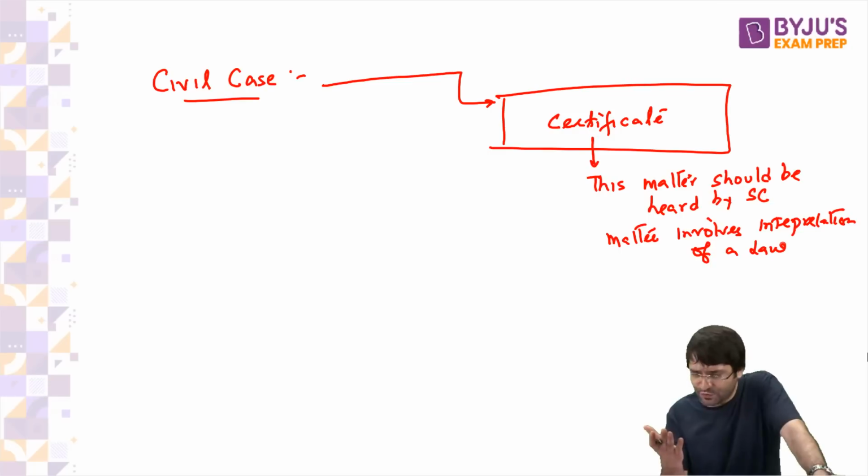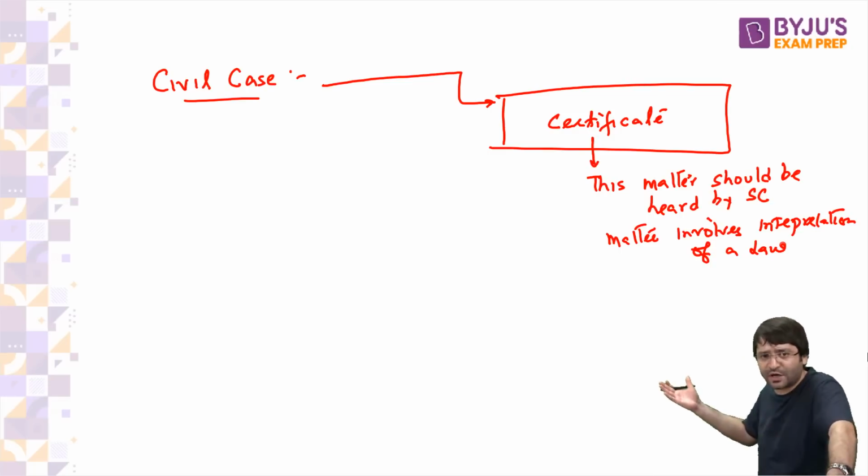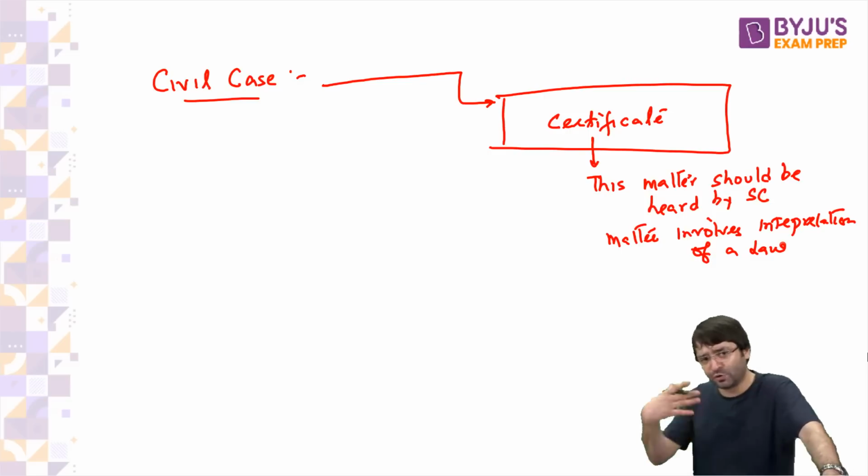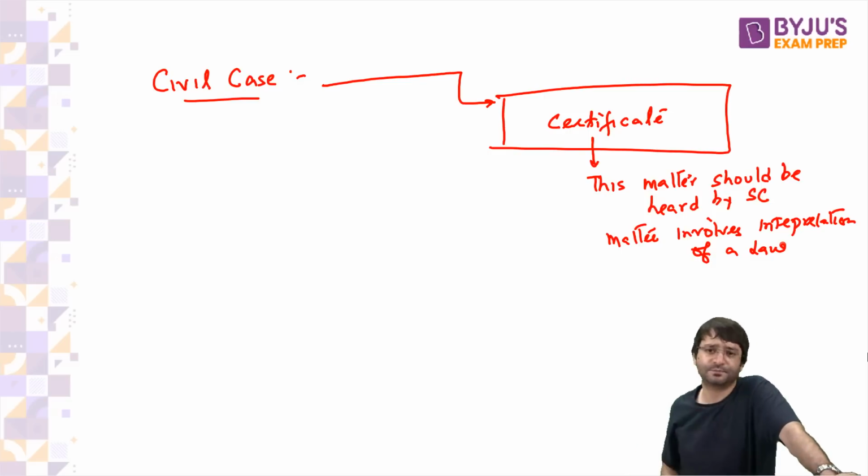If the High Court issues you a certificate, with this certificate you take it to the registrar of the Supreme Court and say that this certificate has been issued by the High Court. It says that this matter involves interpretation of a law and as such should be heard by the Supreme Court. Supreme Court will hear an appeal. Otherwise, no.